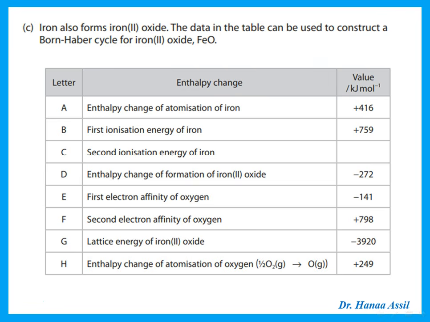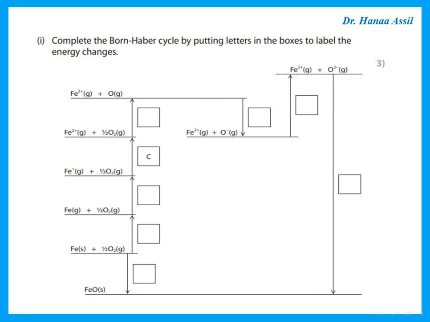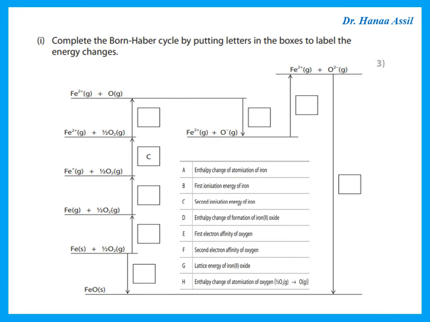Here he's given me data in a table to construct a Born-Haber cycle for iron 2 oxide, and he gives me the values for each delta H, and he's saying complete the Born-Haber cycle by putting letters in the boxes to label the energy changes. Okay, let us take a look at these energy changes. Which one is A, B, C, D, and so on?